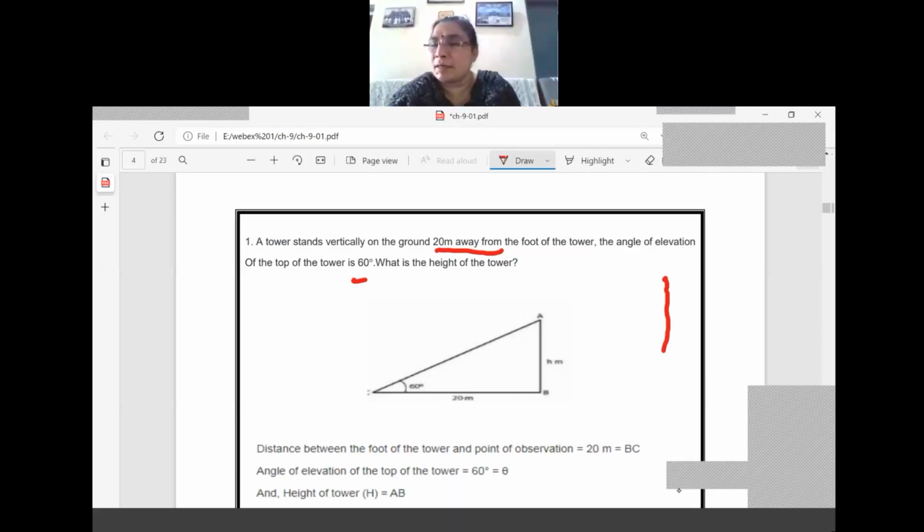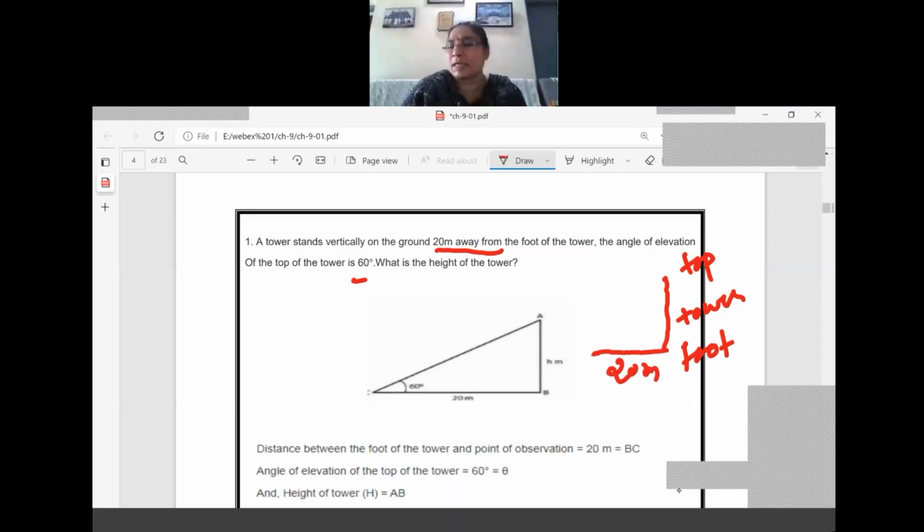If it is a tower, you know that this will be the top, this will be the foot. So from 20 meters away, this distance is 20 meters. What is the angle of elevation? The angle of elevation is 60 degrees. Now before marking the angle of elevation, we need what? The horizontal line is already formed with 20 meters. Now what is left for us? A line of sight. So we are joining this. So the line of sight is formed here and it is marked as 60 degrees. Clear?